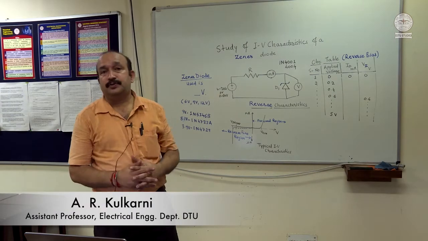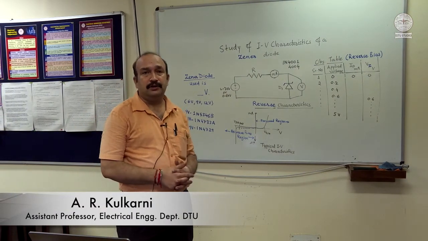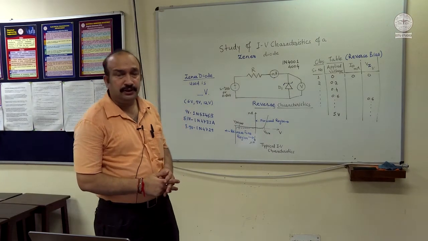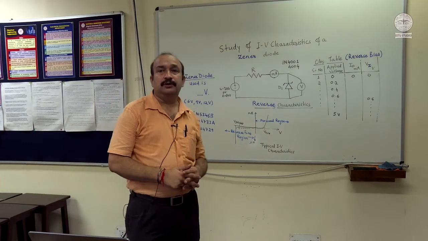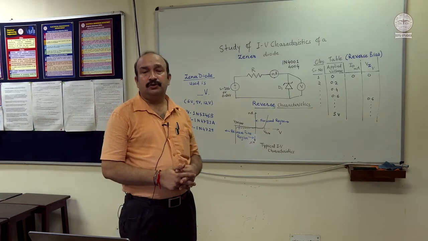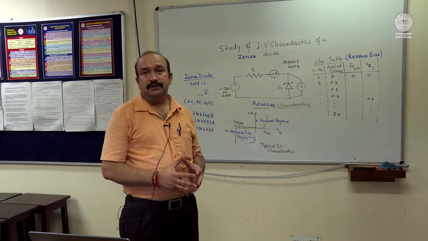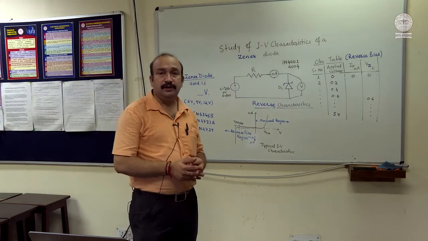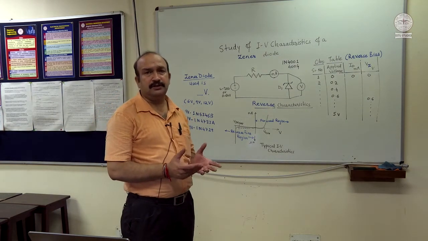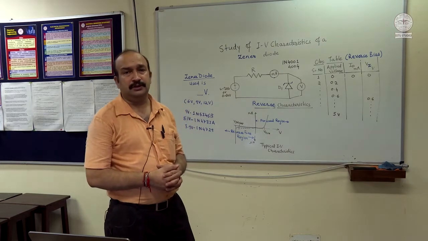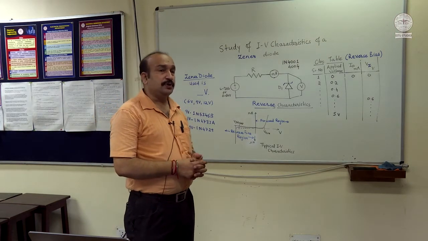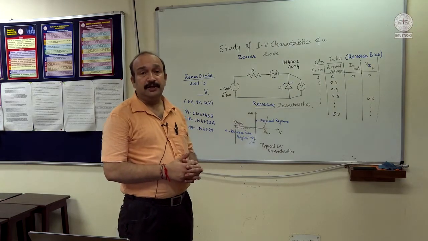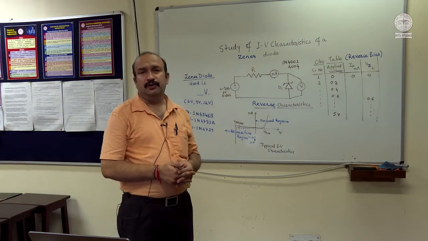Here we have another experiment which is related to the study of characteristics of a Zener diode. A Zener diode is a specialized diode which is designed to work in the reverse bias condition. It is not designed for working in the forward bias. In forward bias it works similar to a normal PN junction diode, but it is specially designed to work in reverse bias. The application is basically the voltage regulator.